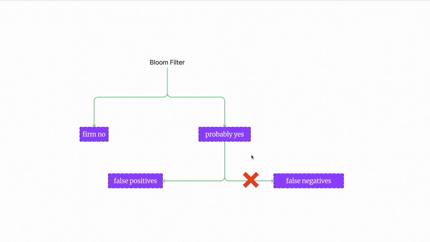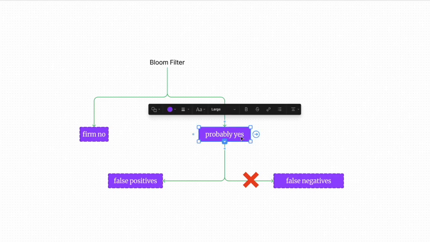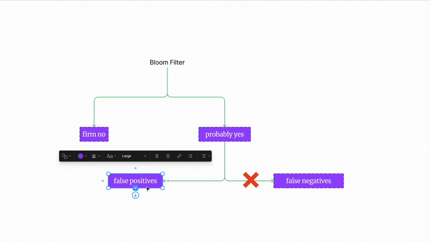A Bloom filter is designed to answer the question, is this element in the set? It provides either a firm no or a probably yes, meaning a false positive. Two strings having the same value are possible, but false negatives are not. This probabilistic nature is what makes a Bloom filter different from other data structures like a hash table.